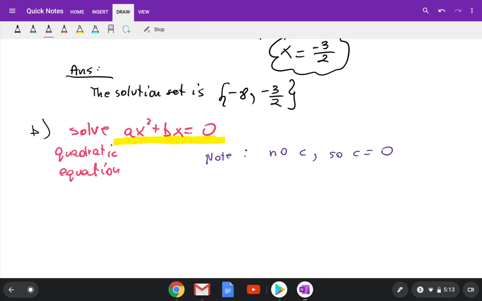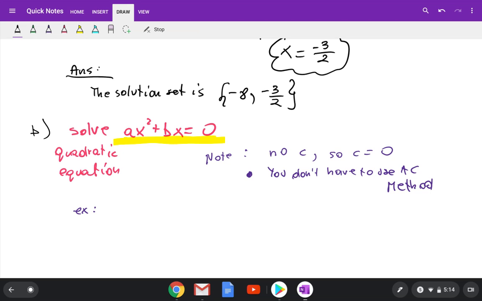Okay. Why am I giving you this example? Because when you don't have that real number, the coefficient c, we can solve that actually much faster without the AC method. So let's write a note. No c. So c is equal to 0. You don't have to use the AC method here. Okay, so how are you going to solve it? Let me write the steps. Let me give you the example.